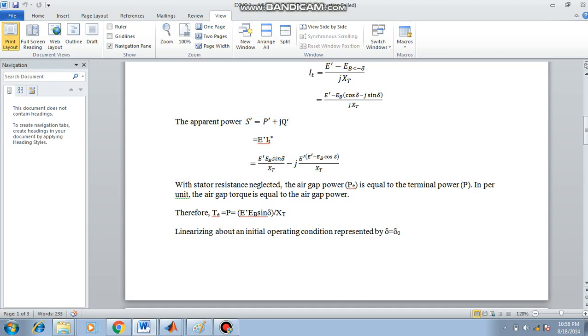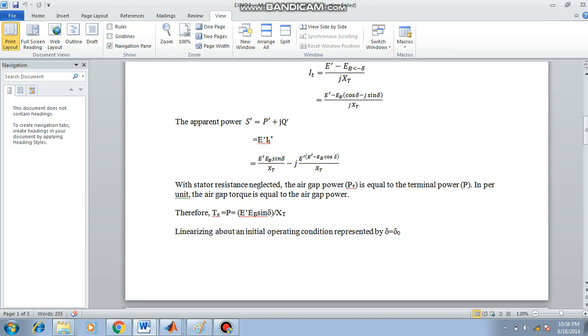So if you neglect the stator resistance, then the air gap power PE is equal to the terminal power PE. In per unit, the air gap torque is equal to the air gap power. Therefore, TE is equal to P, that is nothing but take the real part, so E dash into EB sin del divided by XT.